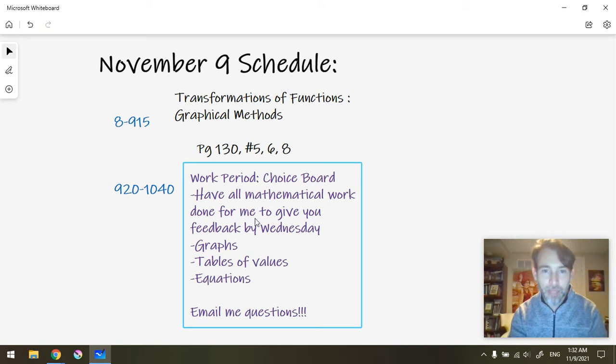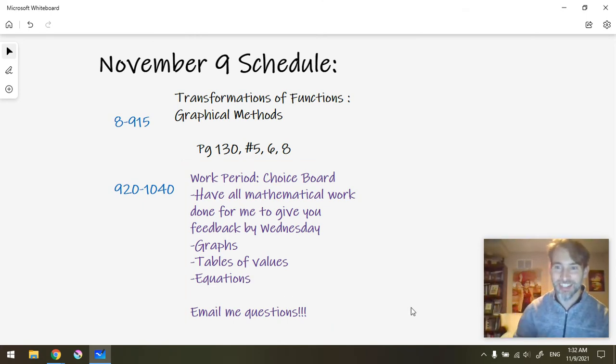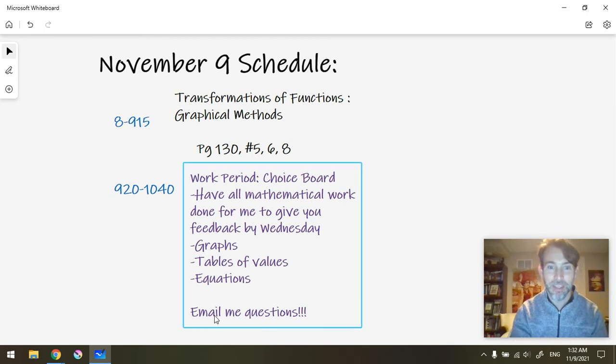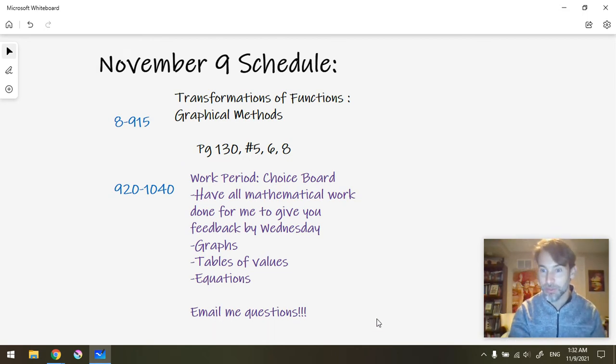So yeah, all mathematical work means if you've got graphs, if you've got table of values, if you've got equations, have that ready in rough draft form before you go ahead and put that on your nice poster board or include it in your rap or your interpretive dance or whatever you're doing to embody this learning in a new way. Email me your questions. I'll be available to you throughout the day.